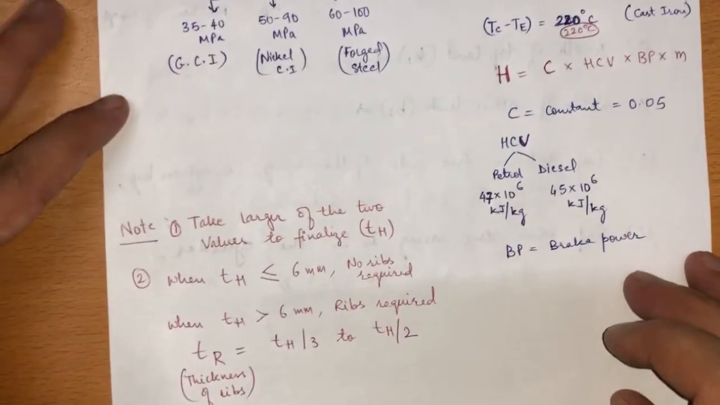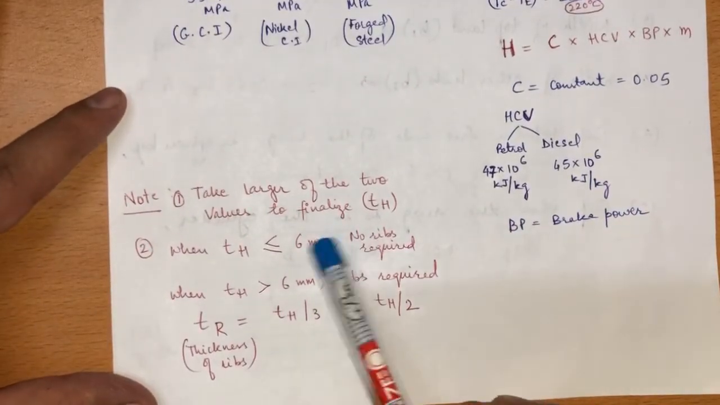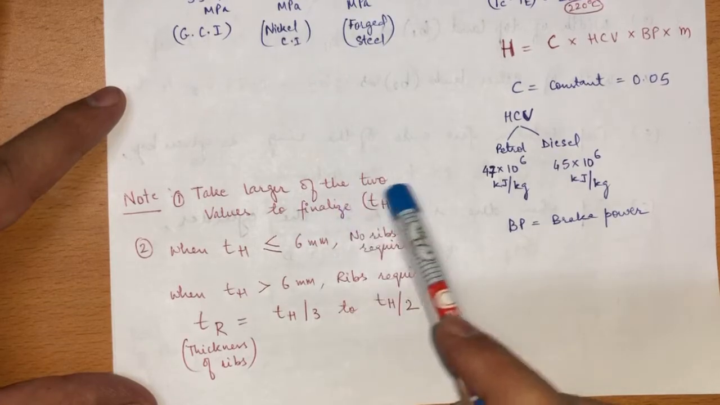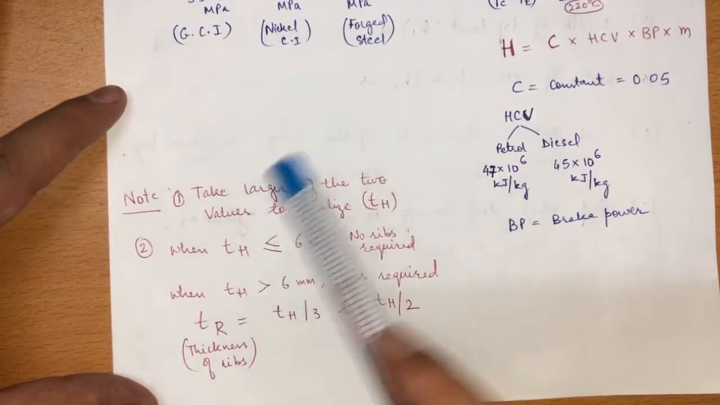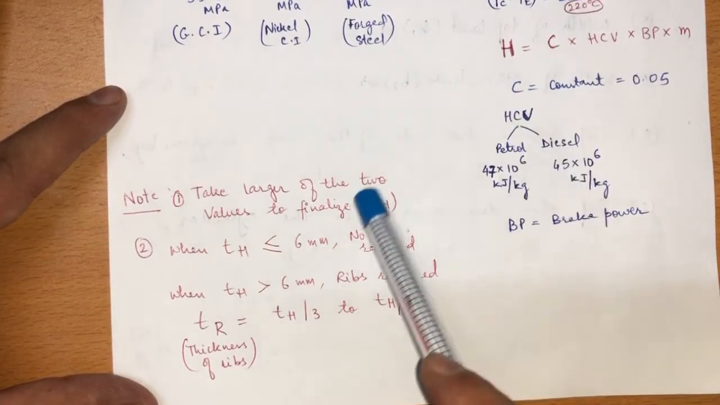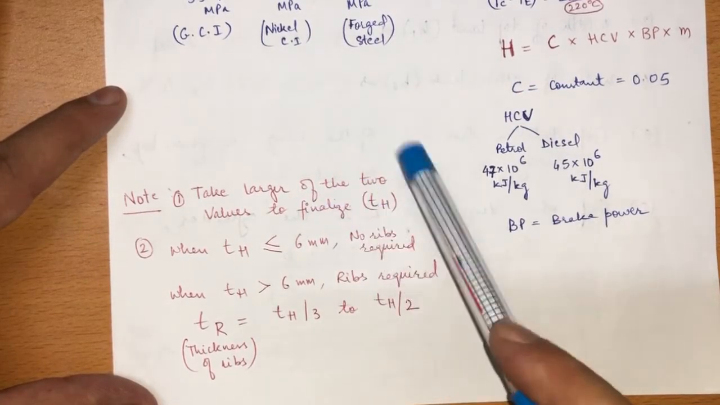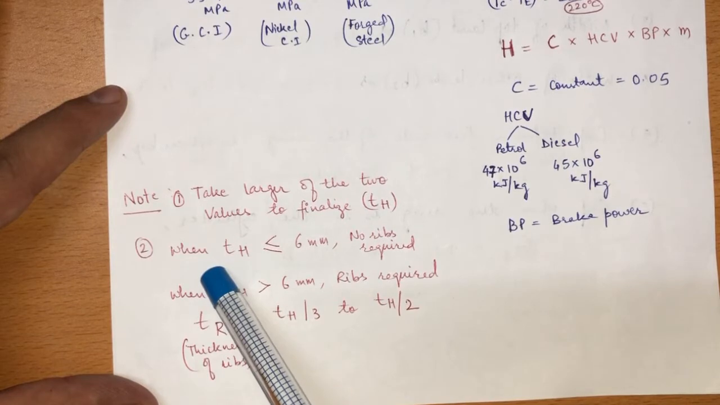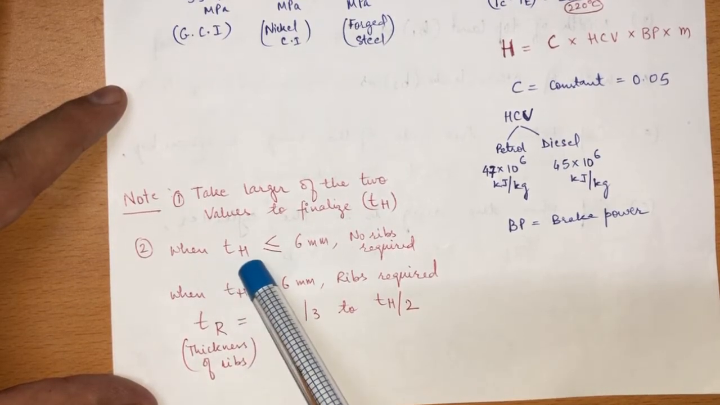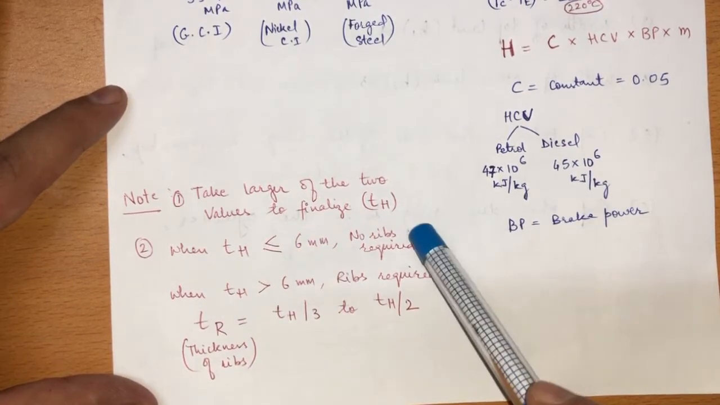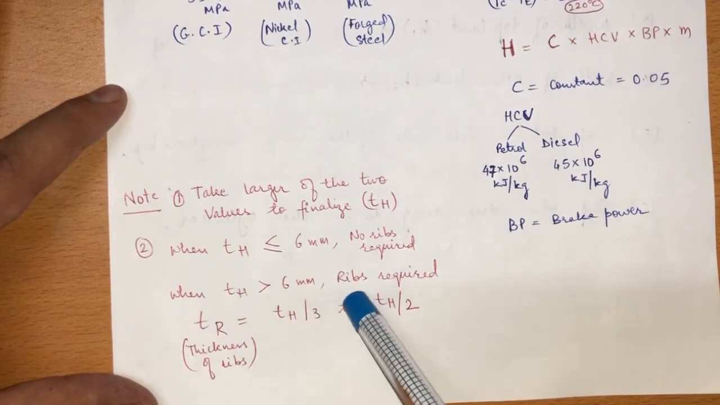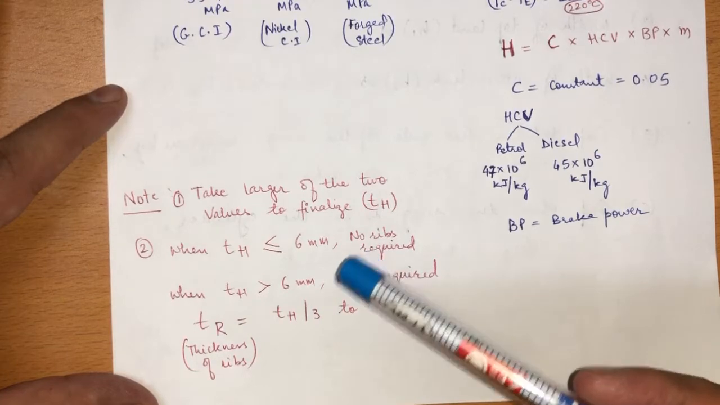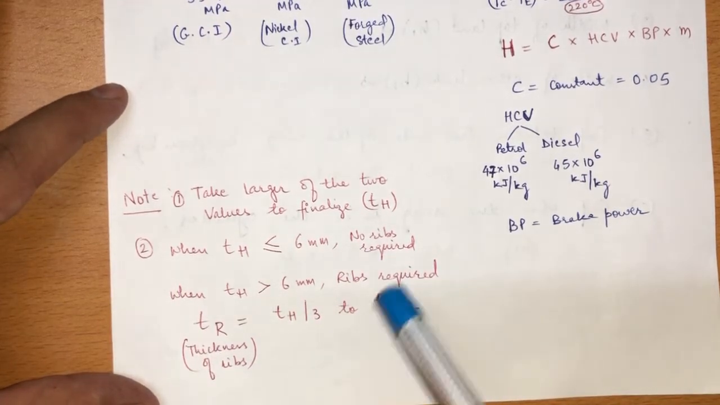There are two important notes which have to be taken into consideration. Always take the larger of the two values to finalize the value of TH, that is, based on strength and based on thermal consideration, finalize the value which is having the larger data. The second note is, when TH is less than or equal to 6 mm, no ribs are required, and when TH is greater than 6 mm, ribs will be required to strengthen the piston head.